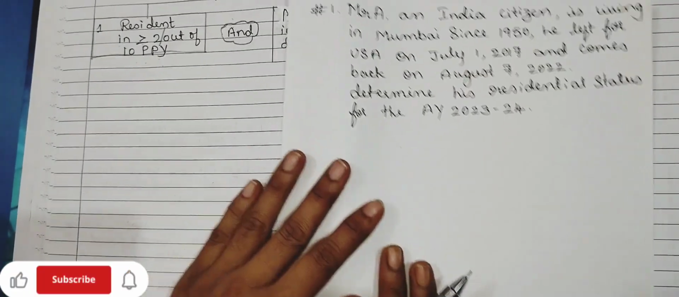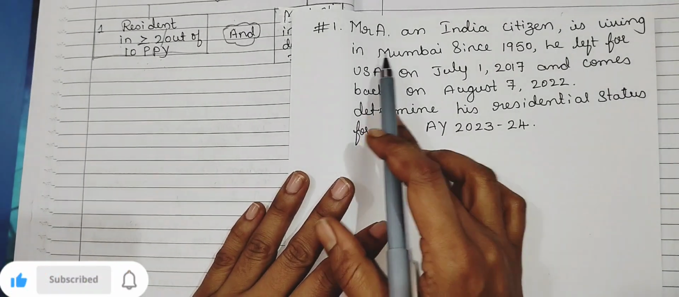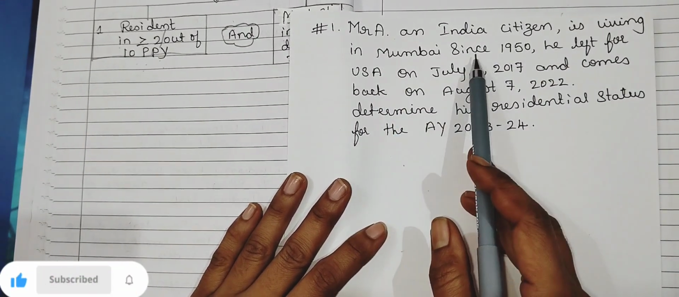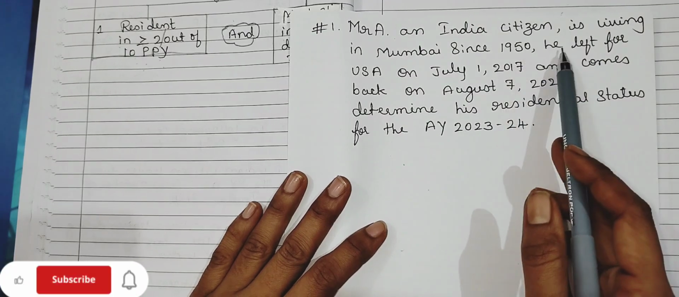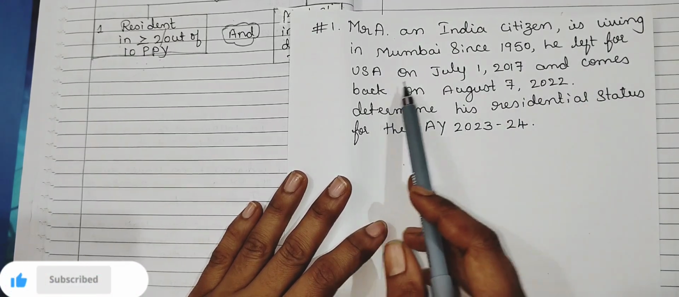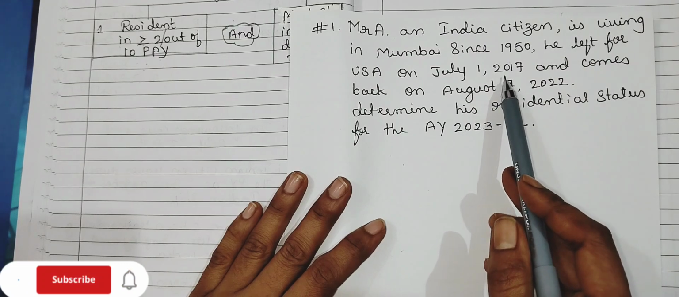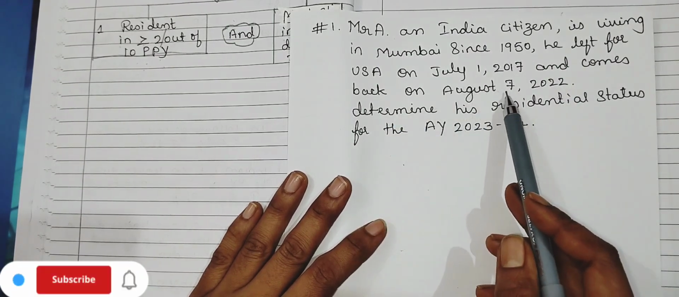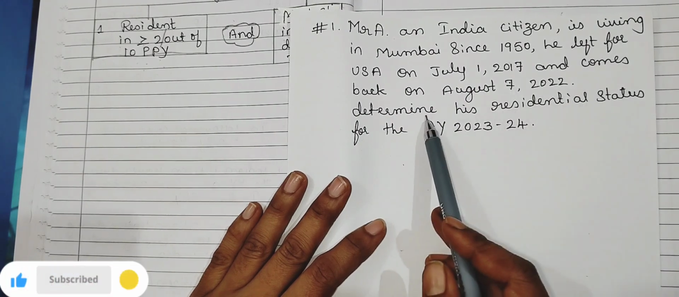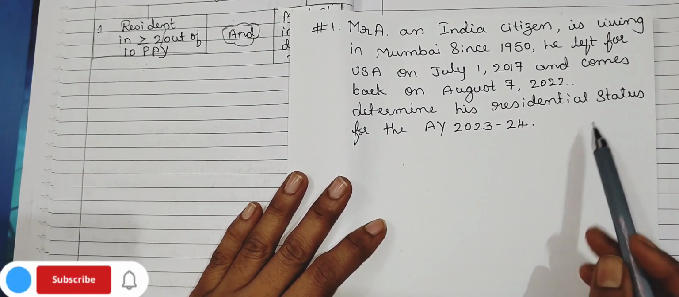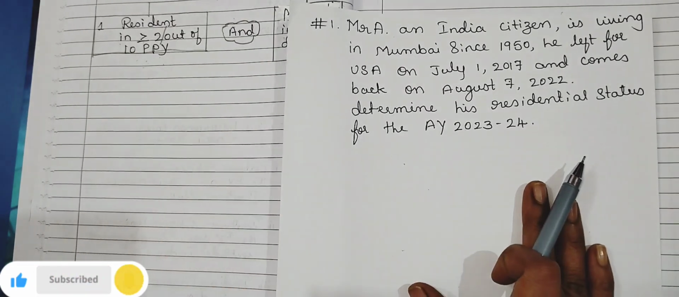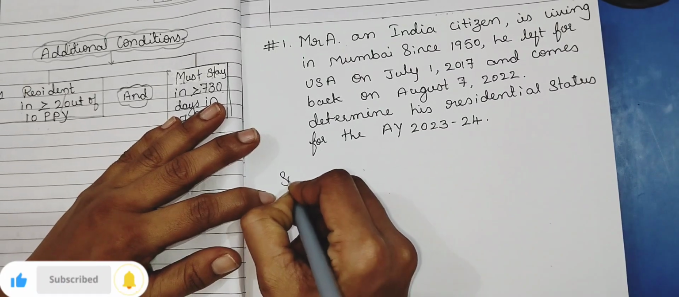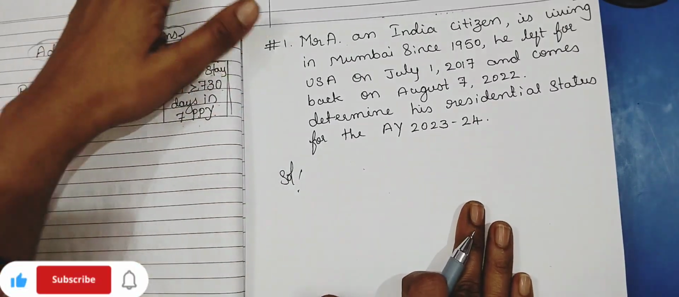The question is, Mr. A, an Indian citizen, is living in Mumbai since 1950. He left for US on July 1st, 2017 and comes back on August 7, 2022. Determine his residential status for the assessment year 23-24.